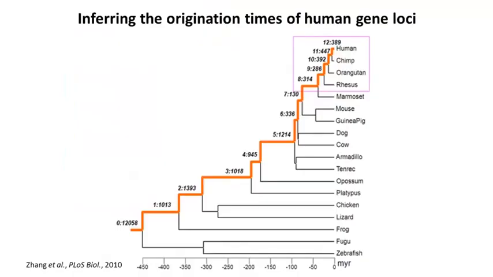We followed the method published by Yong Zhang, Manyuan Long, and colleagues in 2010 in PLOS Biology. The origination time of the locus was determined by scanning different genome sequences for the presence or absence of a genomic DNA segment homologous to each of the human gene loci. The origination time was set to be the divergence point between the group of species that have the genomic locus and the closest species that doesn't have the genomic locus.